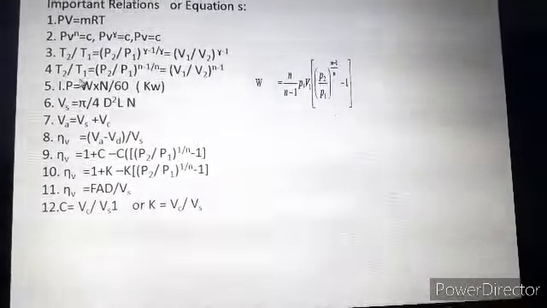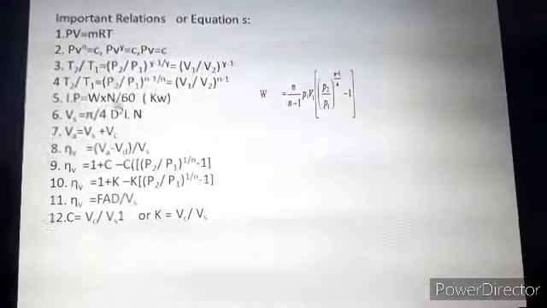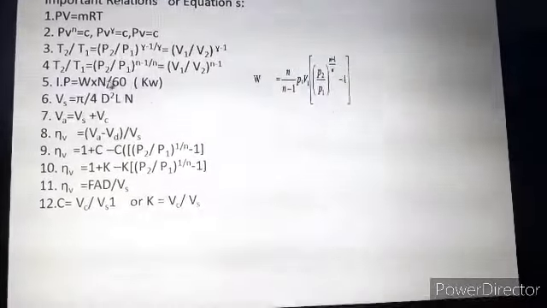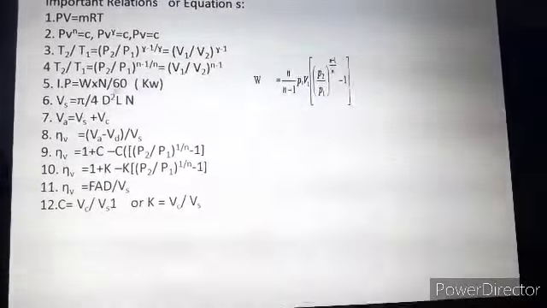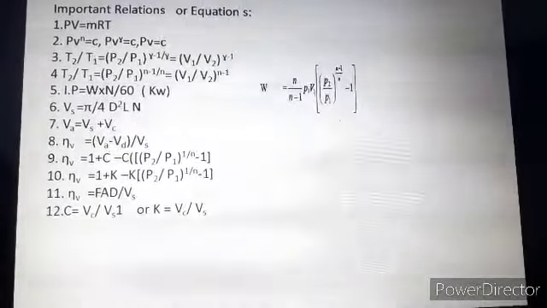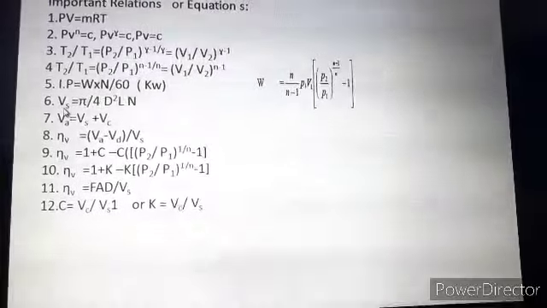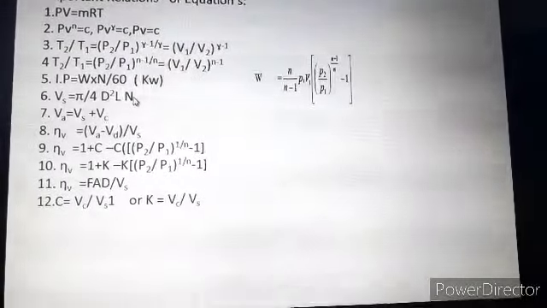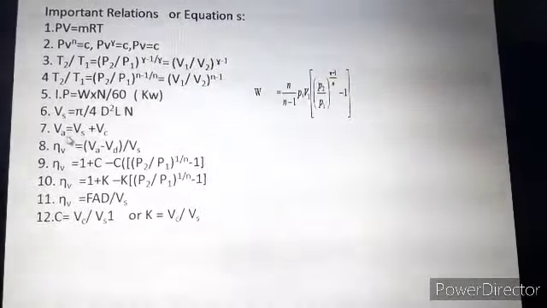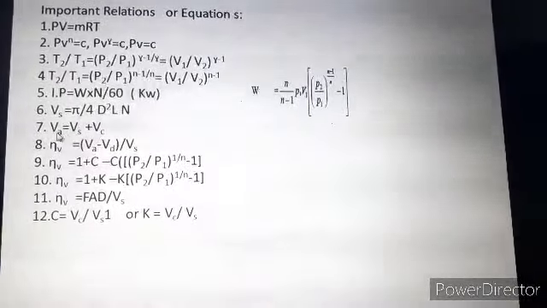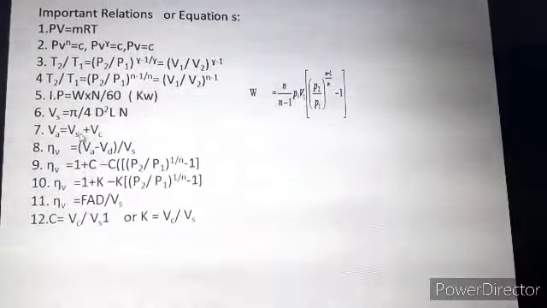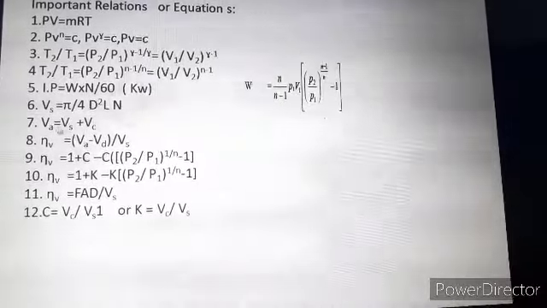Again we can write the indicated power in kilowatts. The indicated work we have to multiply by the speed and divide by 60, so that the power will be in kilowatts. Then the next equation is about the swept volume: Vs = pi/4 d^2 L N, where d is the cylinder diameter, L is the stroke and N is the speed. Then the total volume Va is the sum of the swept volume Vs and the clearance volume Vc.